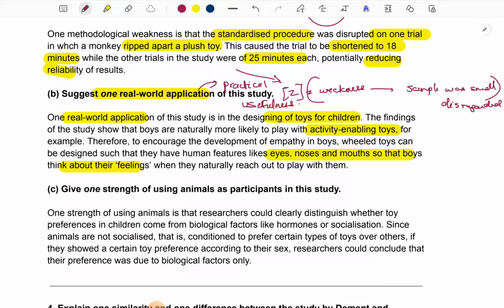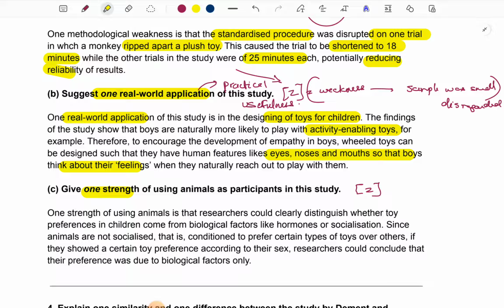Next is give one strength of using animals as participants in the study. This would also come for 2 marks. Again, evaluation, because a strength is asked for. In this study, the reasoning is very obvious and it is core to the study. Why have they used monkeys instead of humans? Because that's the first question that comes to mind. If they want to talk about human children, why have they used monkeys? They've given very clear reasoning for that.